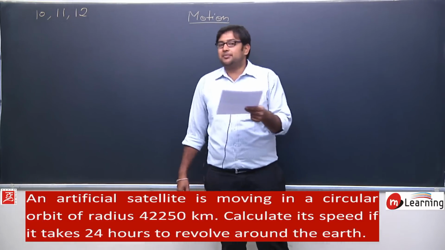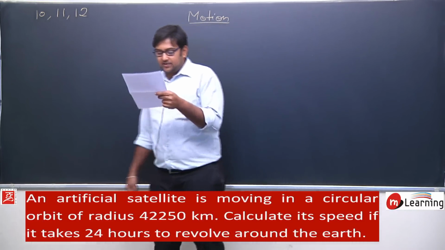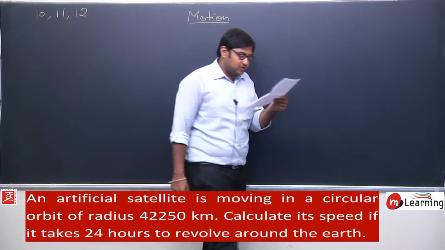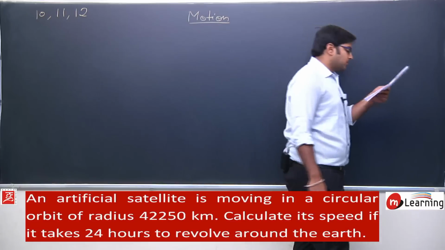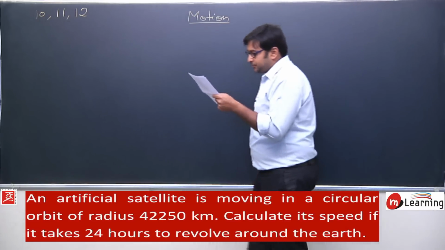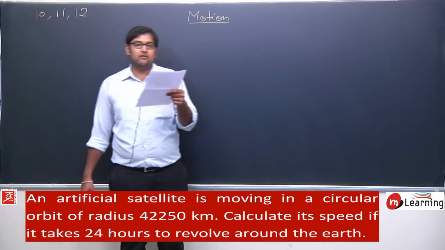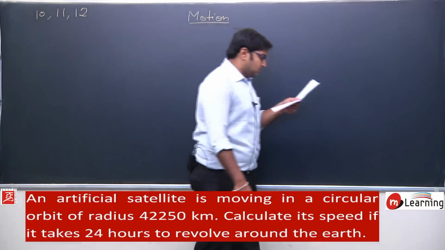Okay, let us discuss the remaining question. Question number 10 is, an artificial satellite is moving in a circular orbit of radius 42,250 kilometers. Calculate its speed if it takes 24 hours to revolve around the earth. So the question is simple.